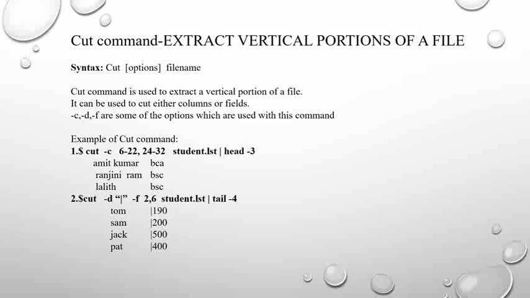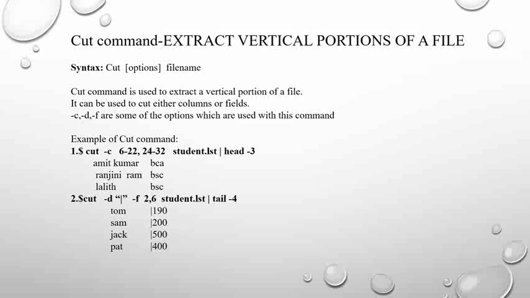That is the student's name field, which begins from column 6 and goes up to the 22nd column, and the columns from 24 to 32 will give you the student's course. This is an example of the cut command.